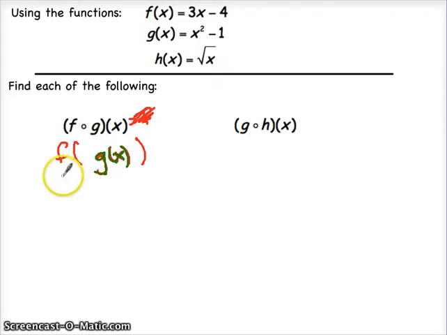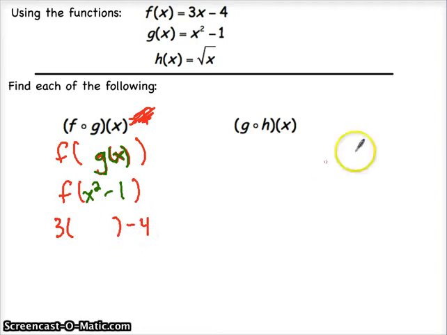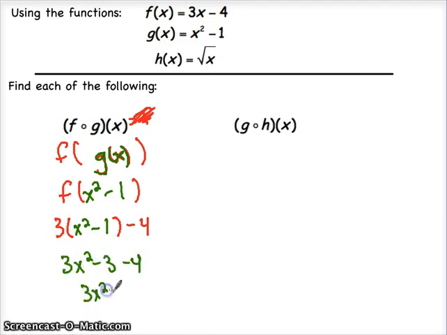So I'm going to take that outside function, f composed on g, and I'm going to write in g of x, x squared minus 1. Which means I take f of x, 3 times x minus 4. And again, what used to be an x in my function now becomes g of x. So I'm going to insert x squared minus 1 in place of that x: 3 times the quantity g of x, minus 4. Now you just have to clean it up a little bit. It's 3x squared minus 3 minus 4, so 3x squared minus 7 is my final statement.